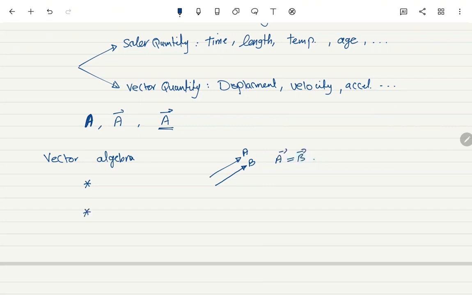As another definition, the negative of a vector can be represented by an arrow equal in length but reversed in direction. So if you have vector A, this one here, then minus A as a vector will be something like this. So it's the same magnitude but the direction is reversed.